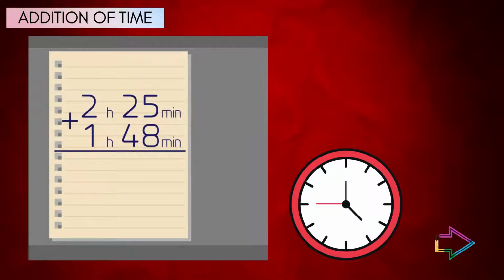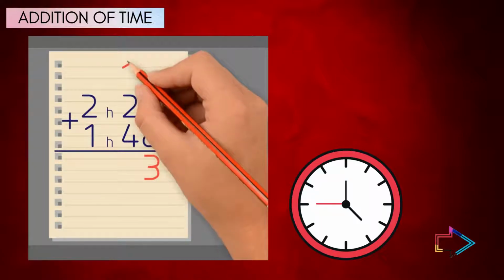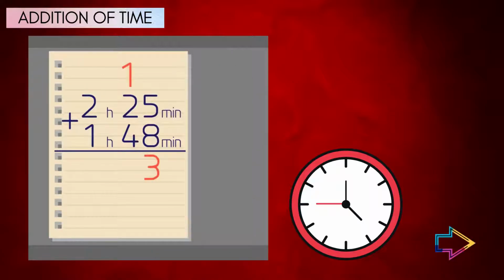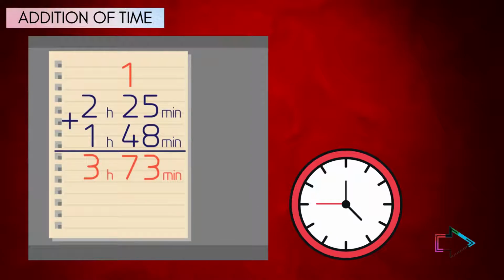5 plus 8 equals 13. So we need to write the 3, carry over the 1, and then we need to add 1 plus 2 plus 4, which equals 7. So we have 73 minutes. Now we need to add the hours column. 2 plus 1 equals 3 hours. So we have 3 hours and 73 minutes.